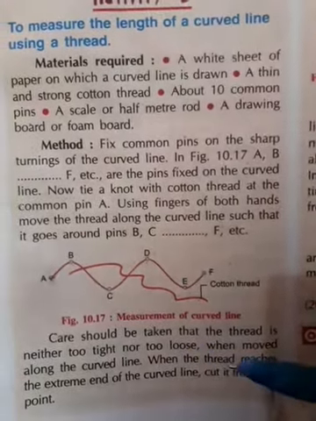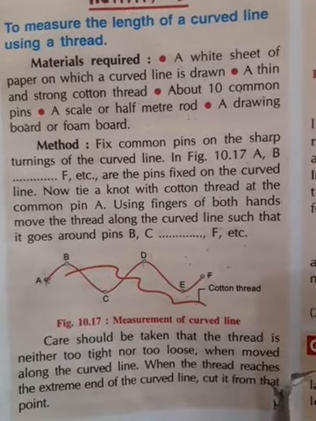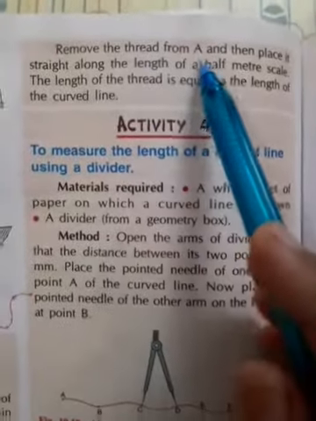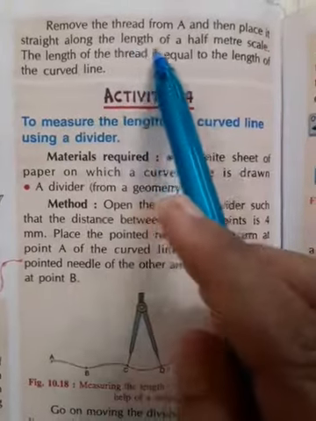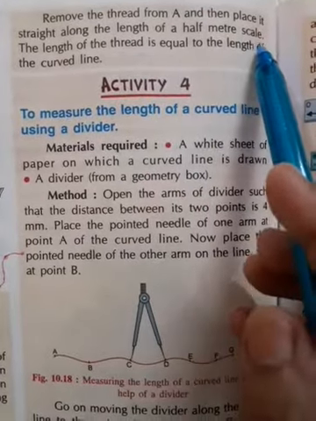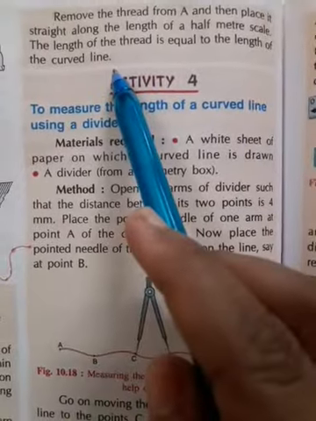When moved along the curved line, when the thread reaches the extreme end of the curved line, cut it from that point. Remove the thread from A and then place it straight along the length of a half-meter scale, and the length of the thread is equal to the length of the curved line.